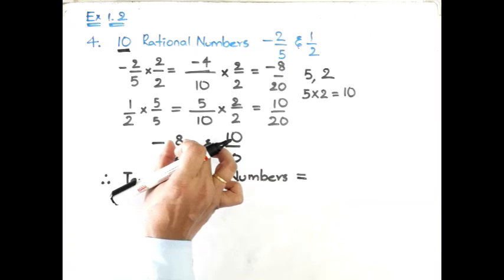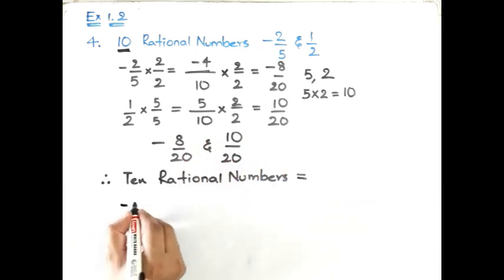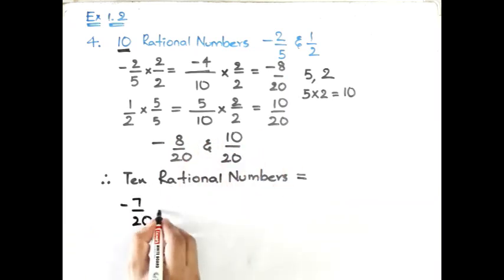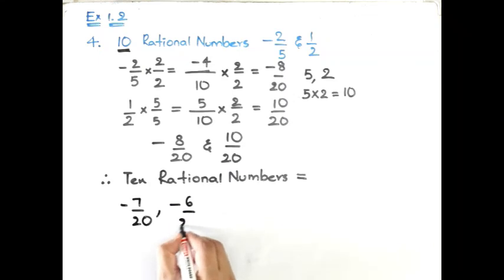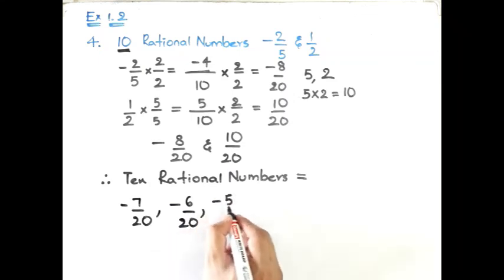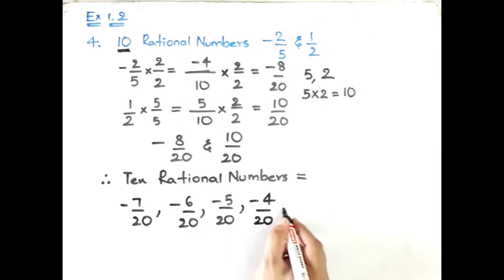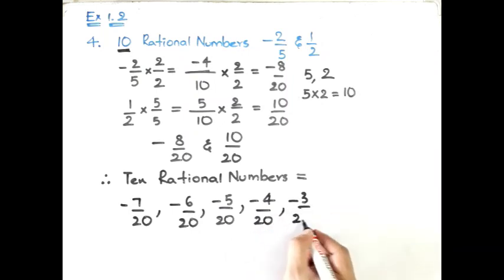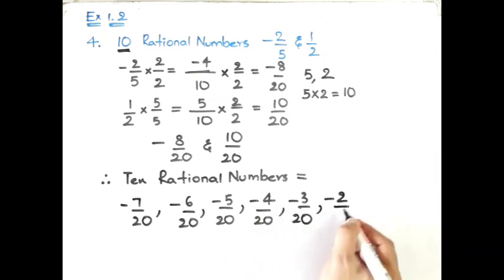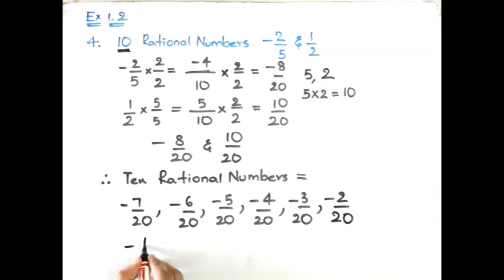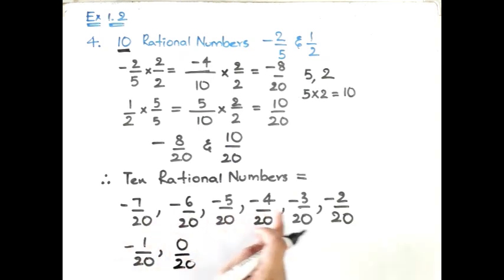Only in between minus 8 and 10 do we have to take. So minus 7 by 20, minus 6 by 20, minus 5 by 20, minus 4 by 20, minus 3 by 20, minus 2 by 20, minus 1 by 20, 0 by 20, 1 by 20 and 2 by 20.